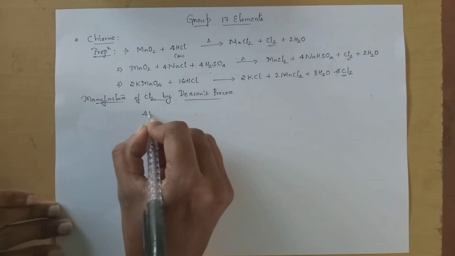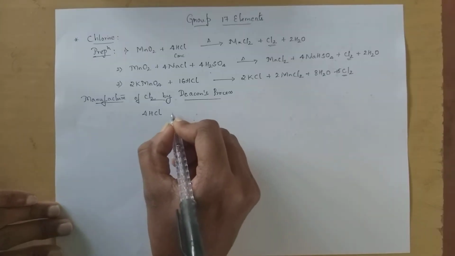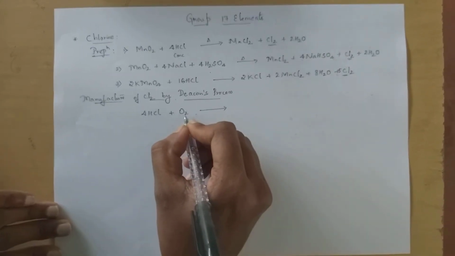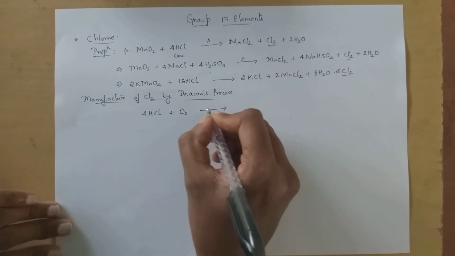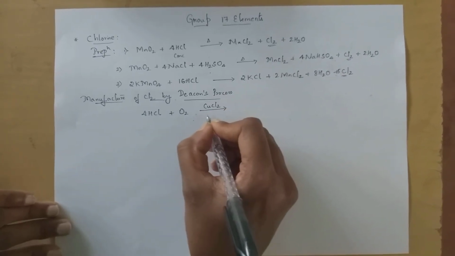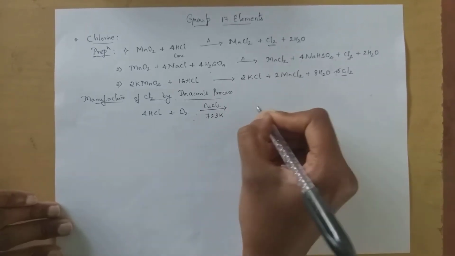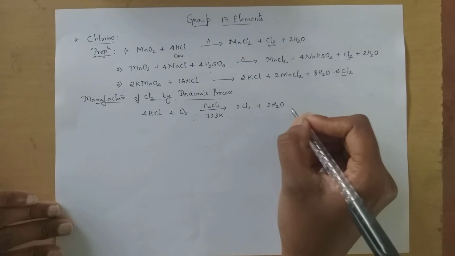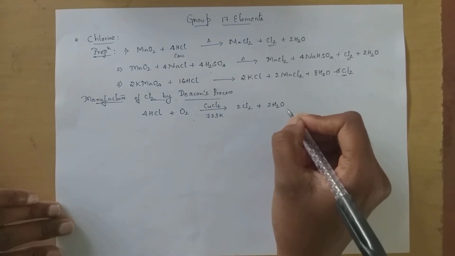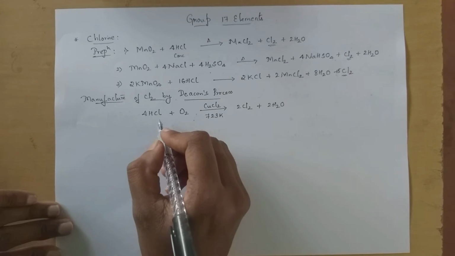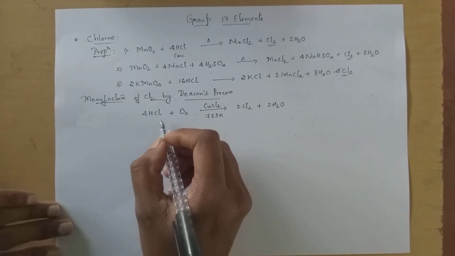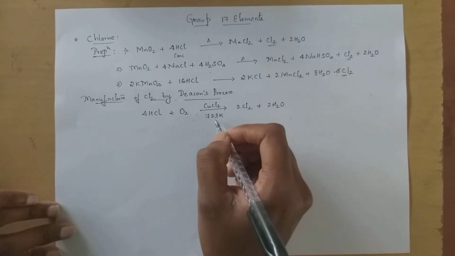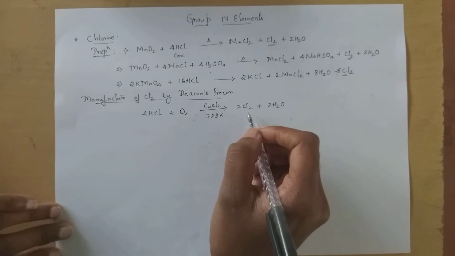So we are going to treat hydrogen chloride with oxygen, that is nothing but an oxidation process, in the presence of a catalyst, that is CuCl2, and the temperature is about 723 Kelvin. We are going to get chlorine and water. This process is called Deacon's process. So we are going to do oxidation of hydrogen chloride in the presence of oxygen and CuCl2 under 723 Kelvin, and we are going to get chlorine.